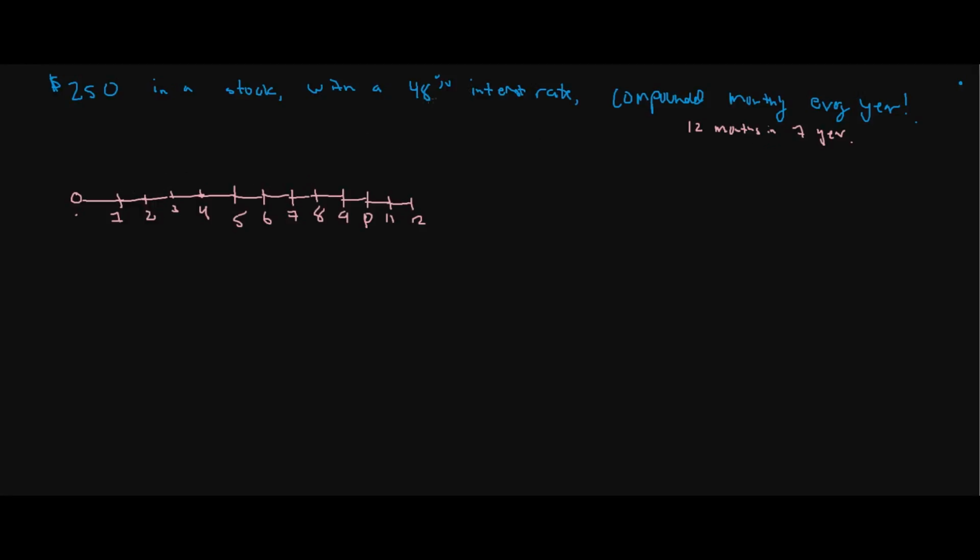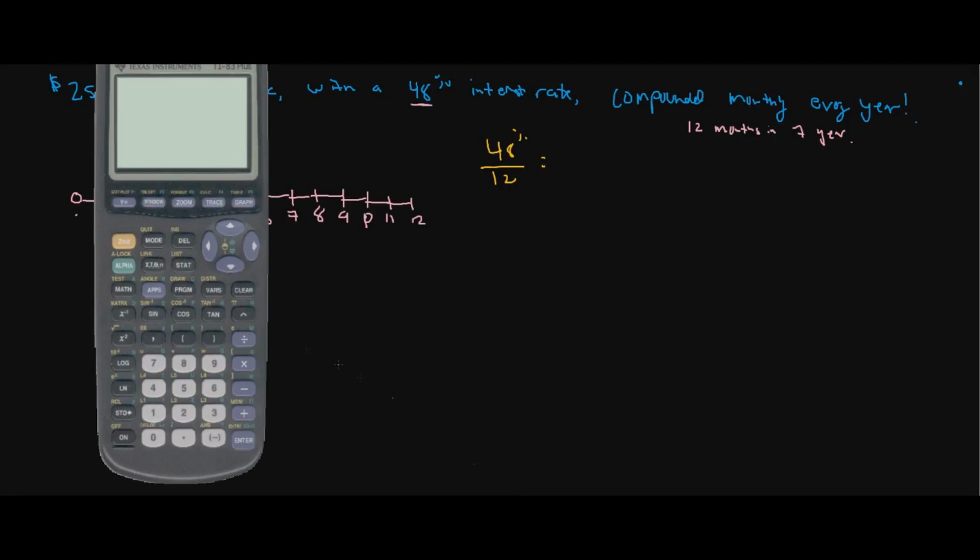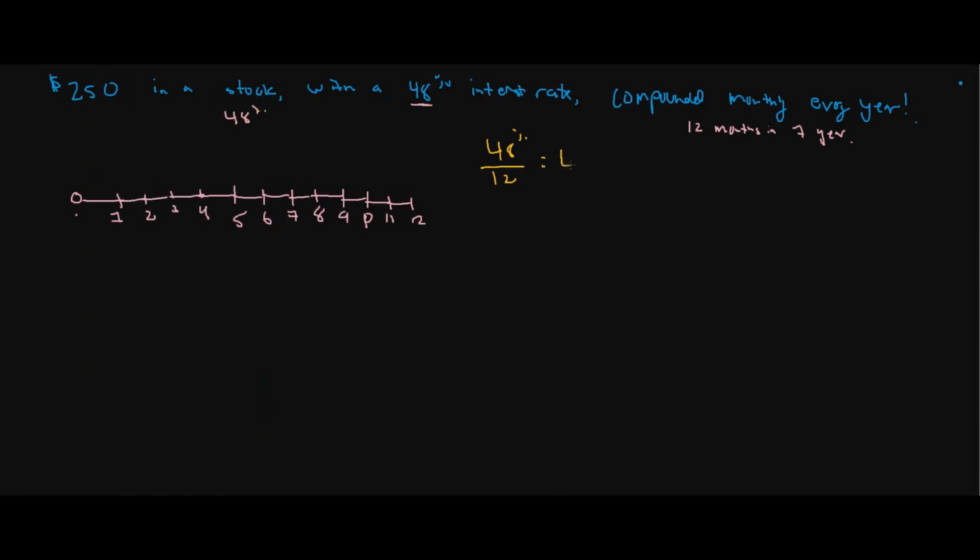Every month, we're going to have this interest rate apply, but we have to break the 48% up evenly across every single month. So we're not going to do 48 at every month, but we're taking the 48%, breaking it up into 12 sections evenly. So let's do 48 divided by 12. And we get 4. So that means 4%.